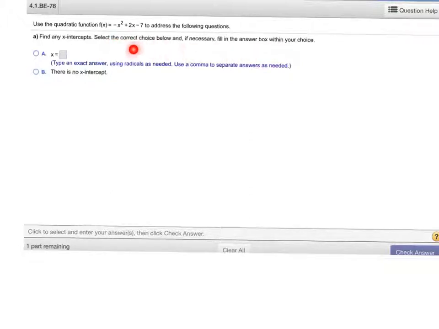Okay, in the last couple of videos we were talking about x-intercepts. To find the x-intercepts you've got to let y be 0 or f of x be 0. So if I do that, if I let y be 0, okay, then I'll have this quadratic equation and I need to solve it.